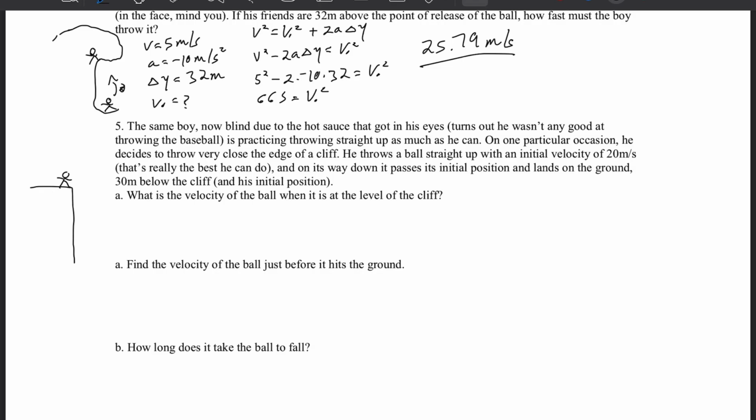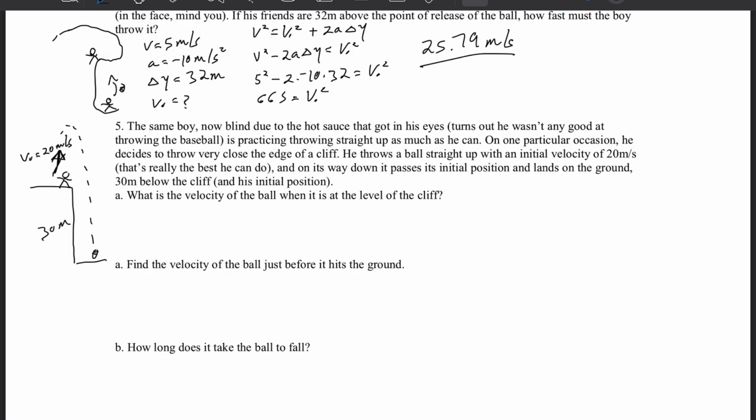So the initial direction and velocity is upwards and positive, 20 meters per second. And on its way down, it passes its initial position and lands on the ground 30 meters below the cliff and his initial position. So the initial velocity is 20. It's going up, and it's going to go up and around and back down way below him. Now that I've got my picture all situated, so I've got a visual of all of this, I know exactly what's going on. Don't even have to go back and read the paragraph.